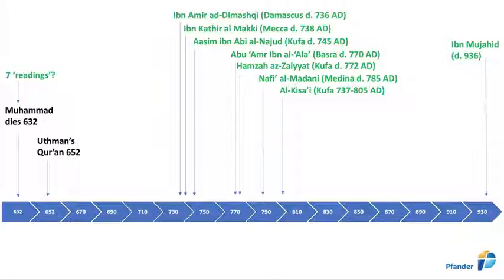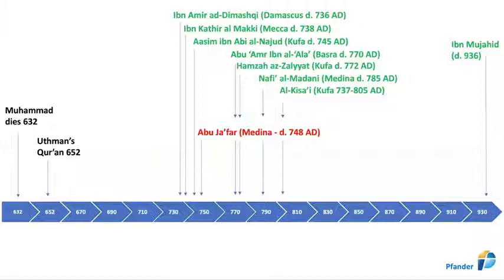They come all after these 7. They come after 736, 738, 745, 770, 772, 785, and 805. They come after all those dates. Each one of those 7 were given two transmitters or 2 students of theirs were then chosen, as we're going to see later. Nonetheless, right now we have 7, okay? These are the 7. Hold on a minute. There's another 3 that were added, weren't there? We know of another 3. Who are the other 3?